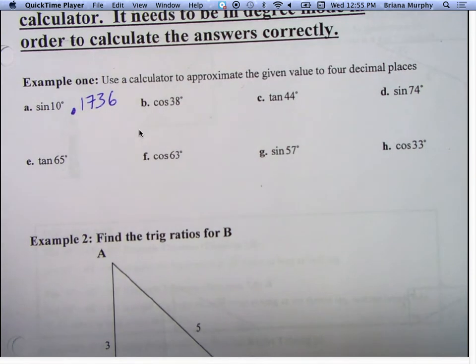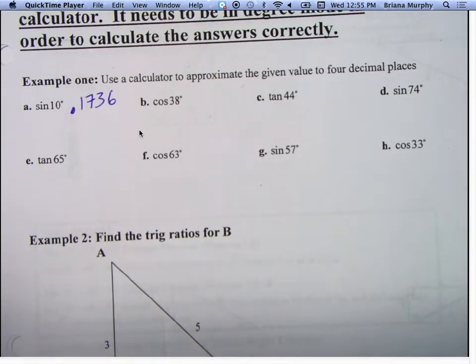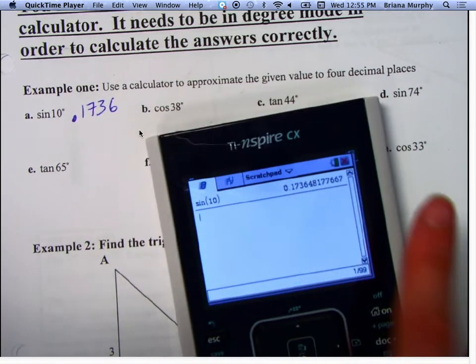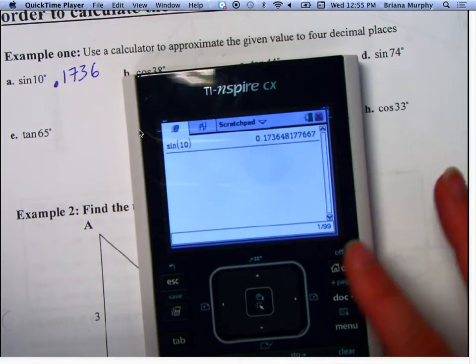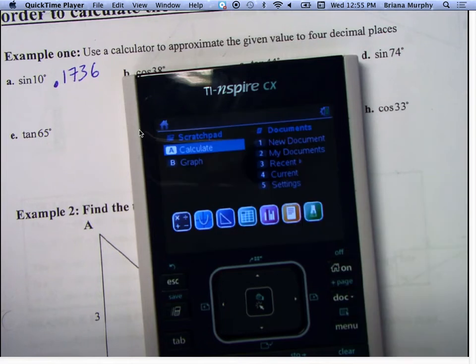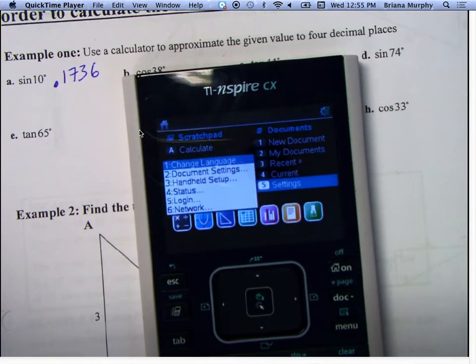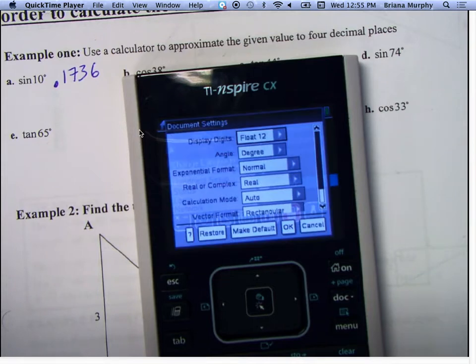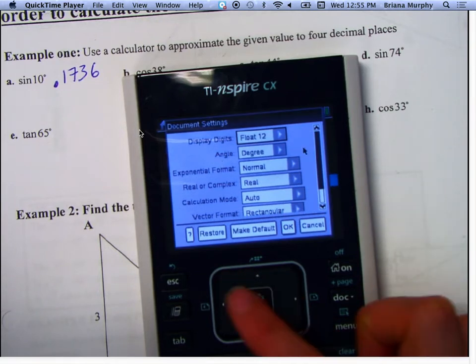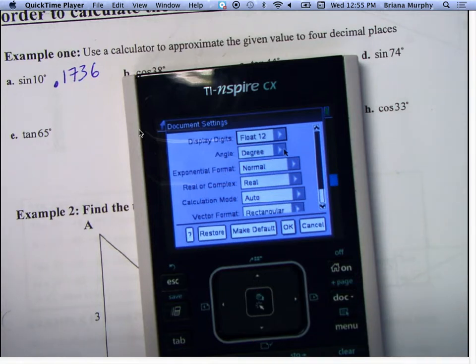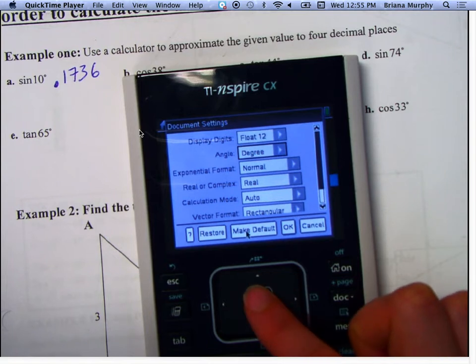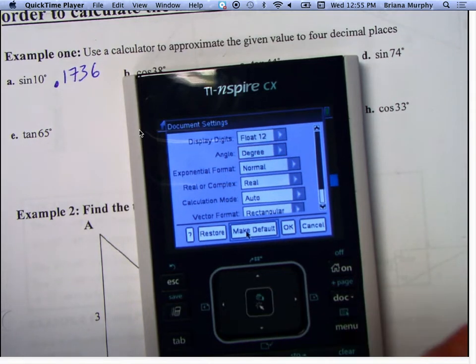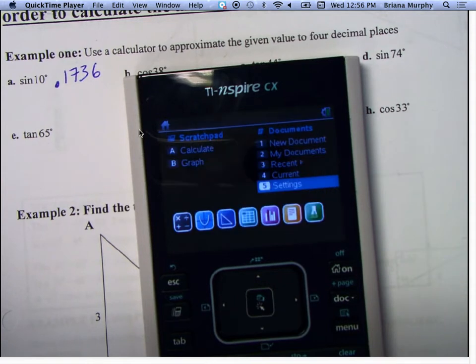If you got something different, you're going to have to change your calculator from radians to degrees, and we will need to change this back to radians eventually because that's what we're going to do for Algebra 2. It's different than geometry. And we can do that by going to your home screen, hit number 5 for settings, number 2 for document settings, the second one, angles, and you can hit degrees or click on it and you can change it to radians. You want to say make default because if you just hit OK, it doesn't make it default for everything. And then you hit OK again.